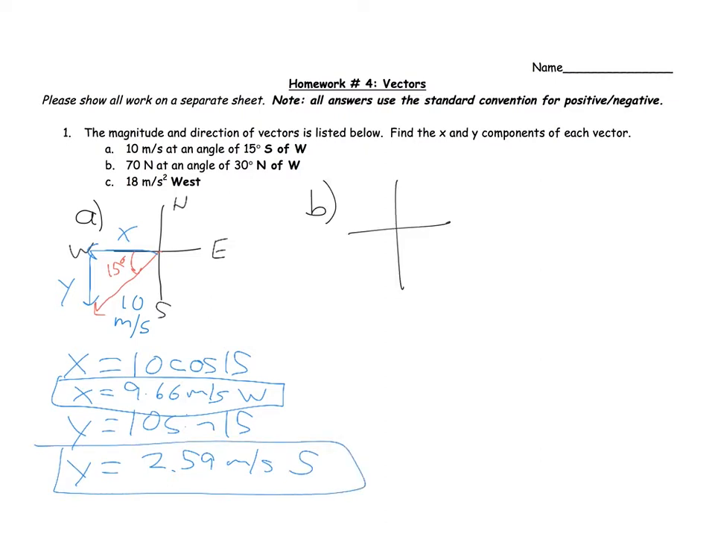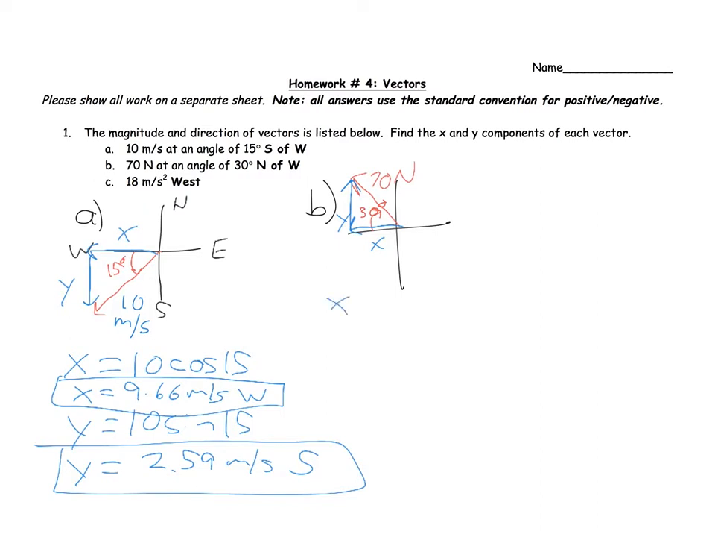Moving on to my next one here, I have 70 newtons at an angle of 30 degrees north of west. So I'm starting with west, and I'm going to go 30 degrees north. And so my vector is going to look something like that. I draw my components. I'm going to have a west component. I'm going to have a north component. We see that they line up right here, tip to tail. And so this is going to be my x. This is going to be my y.